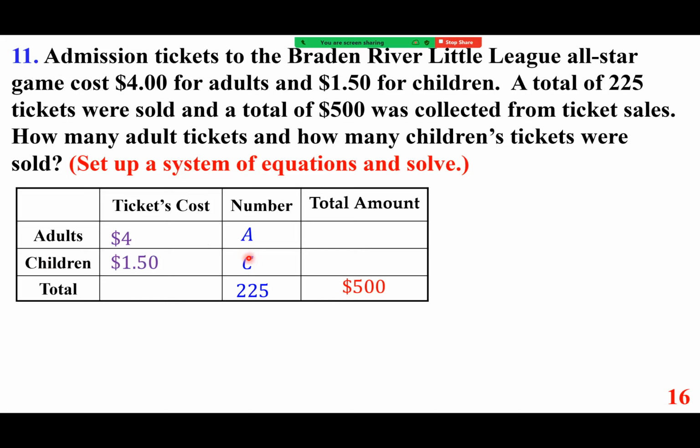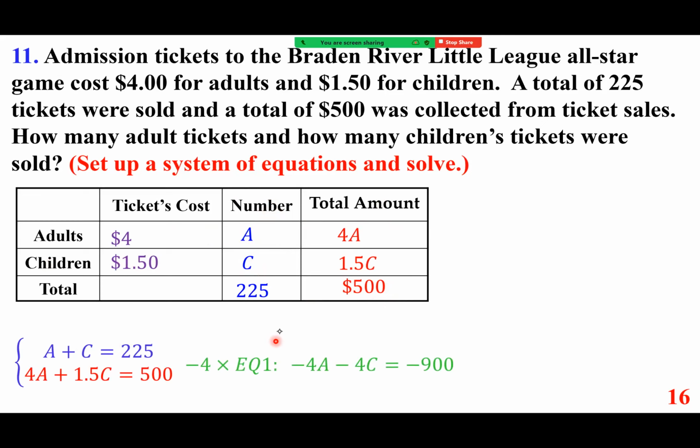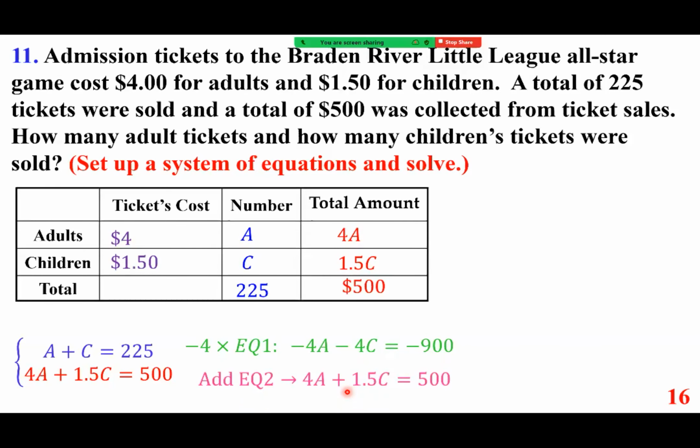So now the product of these two is the total amount. For A, $1.50C. So A and C, they add up to 225. This is one equation. 4A and 1.5C equals 500. This is the second equation. And you can choose by any method. For example, if I multiply this one by -4, I get -4A minus 4C equals -900.